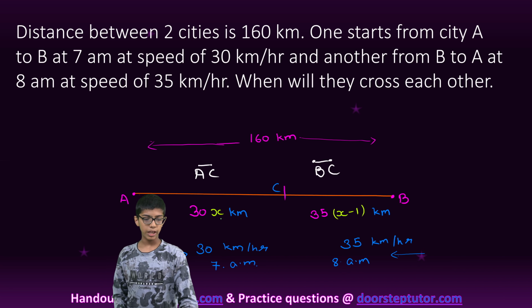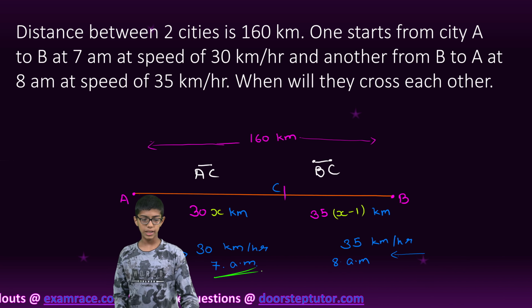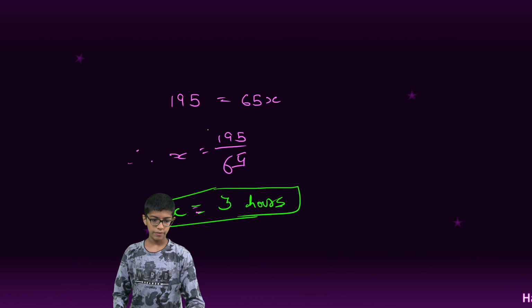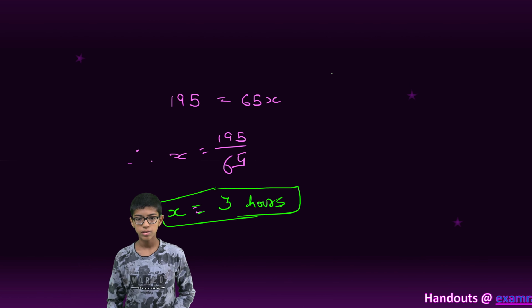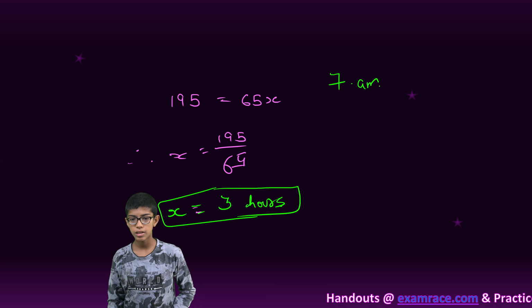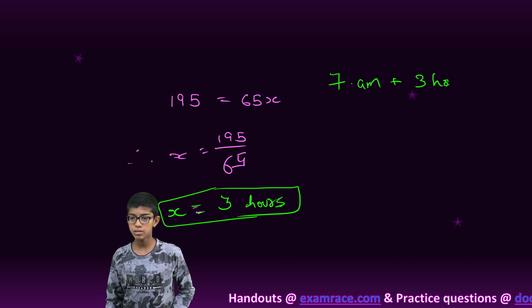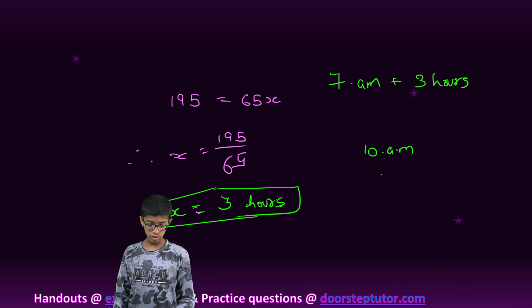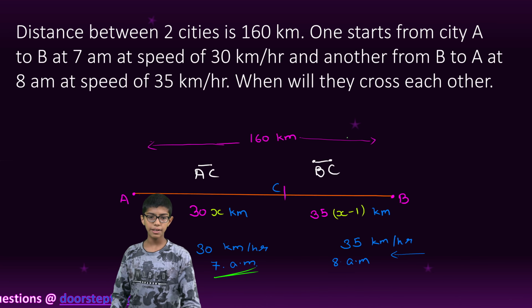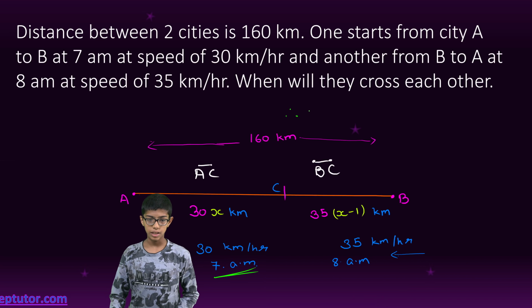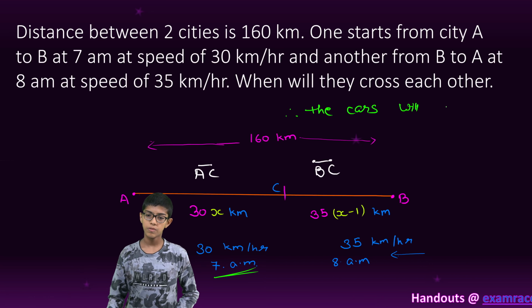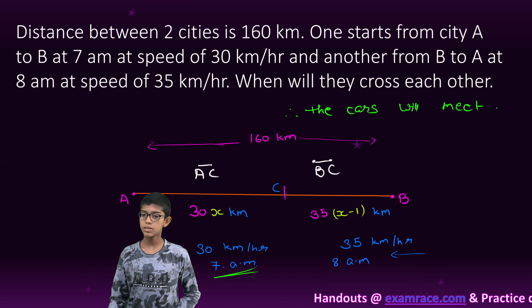Therefore, as x is at 7 am, we have to add 3 hours to 7 am, and we get 7 am plus 3 hours, so that is 10 am. Therefore, the cars will meet at 10 am.